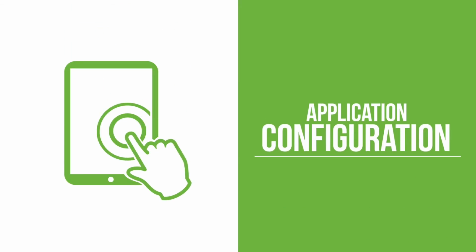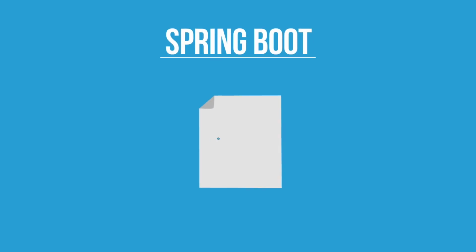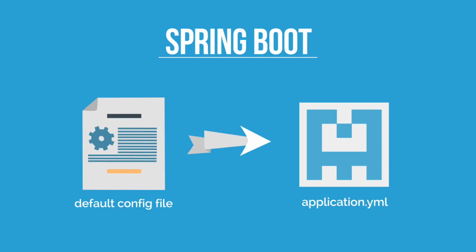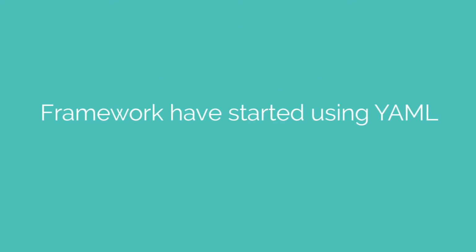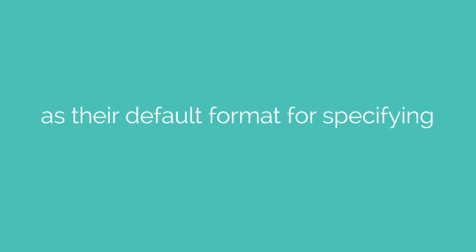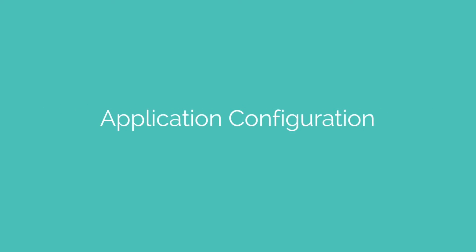Application configuration. Inspired by Spring Boot, the default config file now is application.yml. YAML is a superset of JSON and is platform independent. A lot of frameworks have started using YAML as their default format for specifying application configuration.